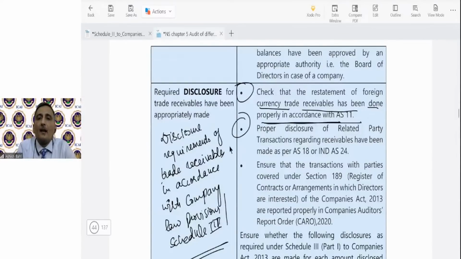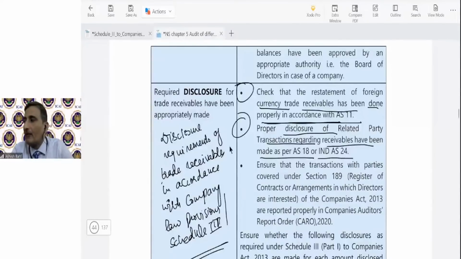Second is proper disclosure of related party transactions regarding receivables as per AS 18 or Ind AS 24. AS 18 relates to disclosure of related party transactions. So if your sales transactions are with some related parties, obviously you would have to keep in mind the disclosure requirements of AS 18, or if Ind AS are applicable, then the requirements of Ind AS 24.